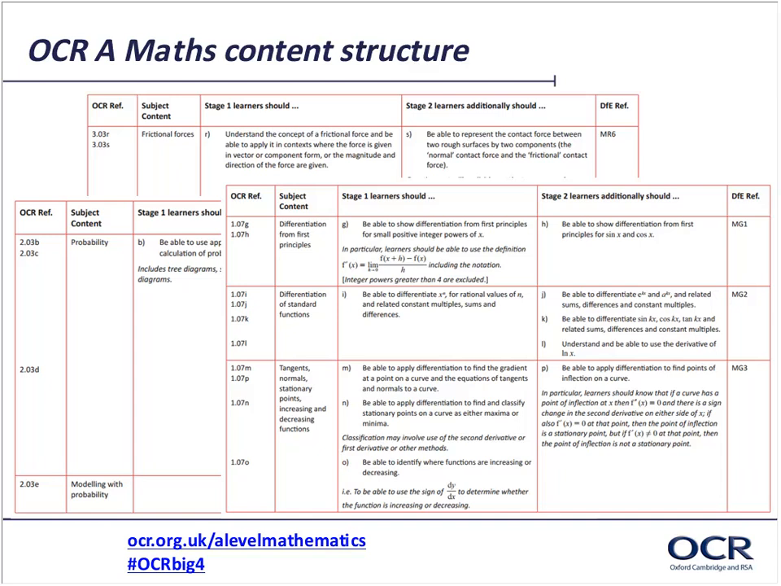The further maths specification has a similar sort of structure. As I said, we've got stage 1, which is the AS content, and then showing the progression into stage 2, so that the full A-level content is both columns.